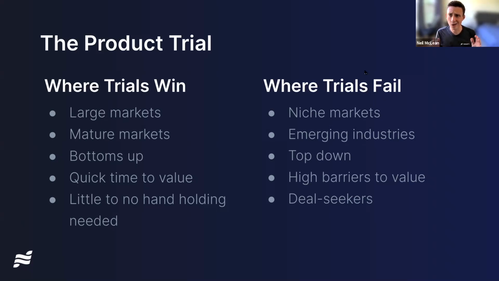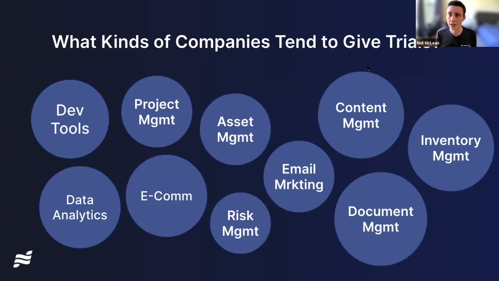So the next question we had is not only where do they win, where do they fall short, but what duration and what sort of categories are offered for trials. And what you see here is a chart of the different categories of software where trials are prevalent. So you'll see specifically project management tools, e-commerce tools, email marketing tools are all areas where trials make a lot of sense. And the common theme among a bunch of these, while not entirely true, is that a lot of these have quick time to value. So let's just pick email marketing, for example.